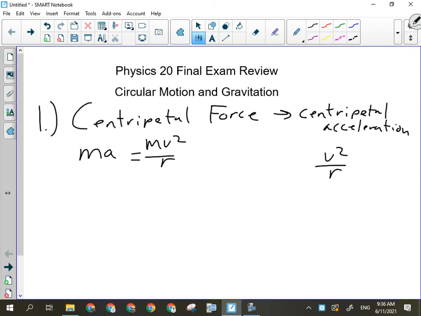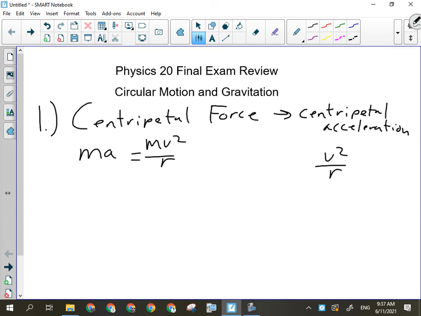So that means that in uniform circular motion, an object is traveling at a constant speed, but not a constant velocity. The velocity is not constant because its direction is always changing, always being pulled towards the center. So there's probably going to be a multiple choice question or two about that idea.